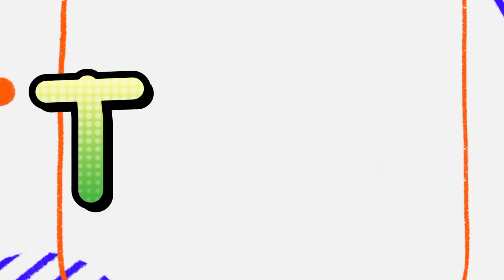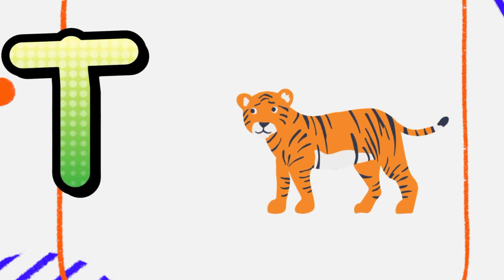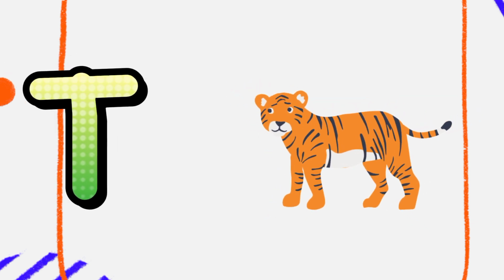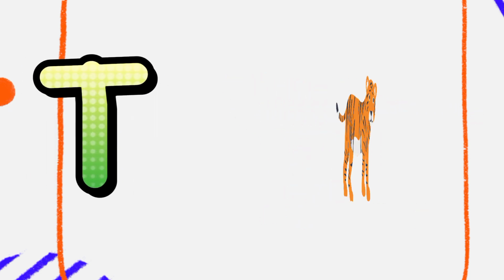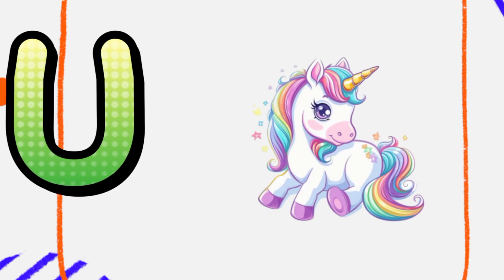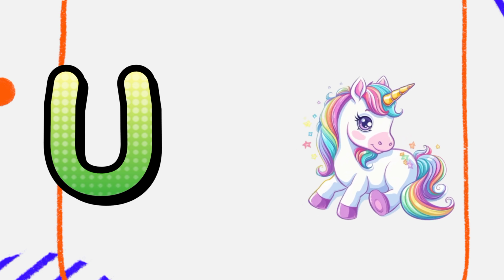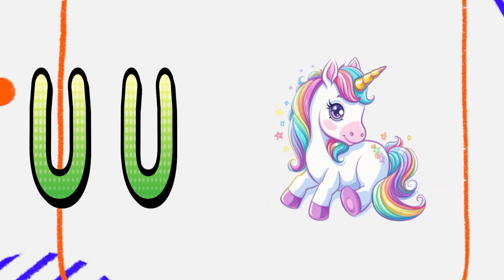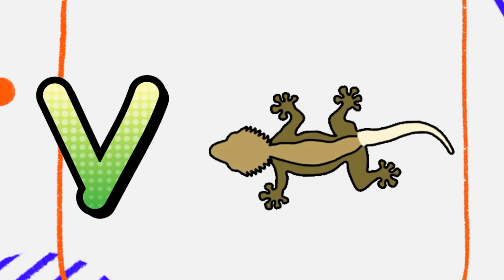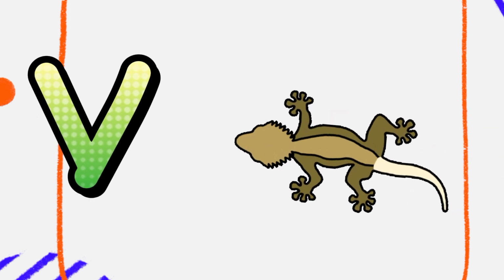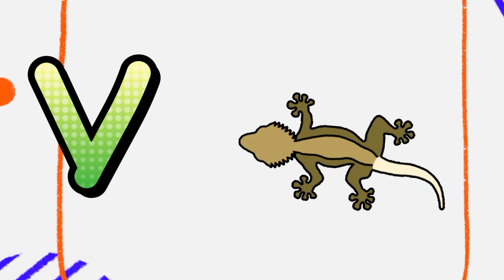T is for tiger, T, T, tiger. U is for unicorn, U, U, unicorn. V is for varanus, V, V, varanus.